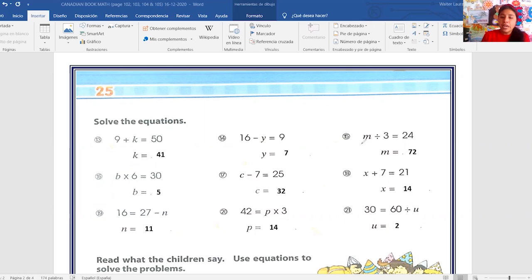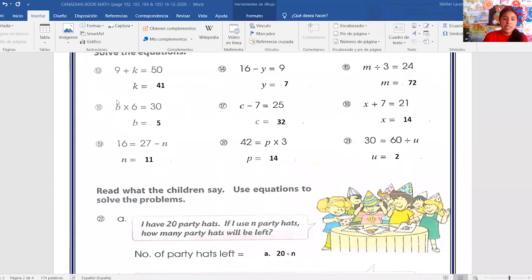The other, n divided by 3 equals 24. So that means n, because here is division, when it changes, it's going to be multiplication. That's right. As a total, we have the value of n is 72. Great. Okay, the next one, b times 6 equals 30. Okay, means here is multiplication. If we change, it is division. 30 divided by 6, 5.